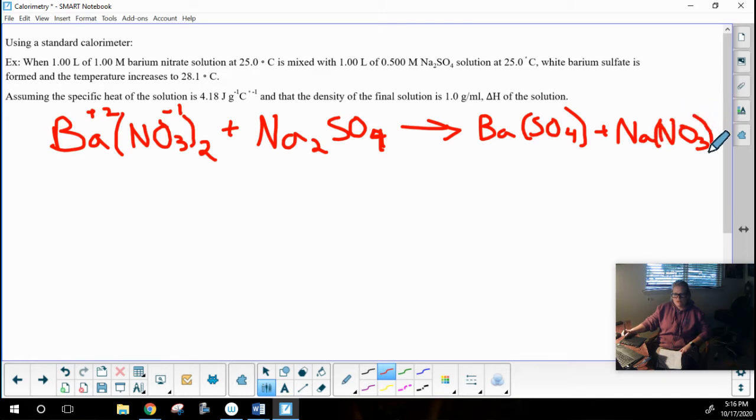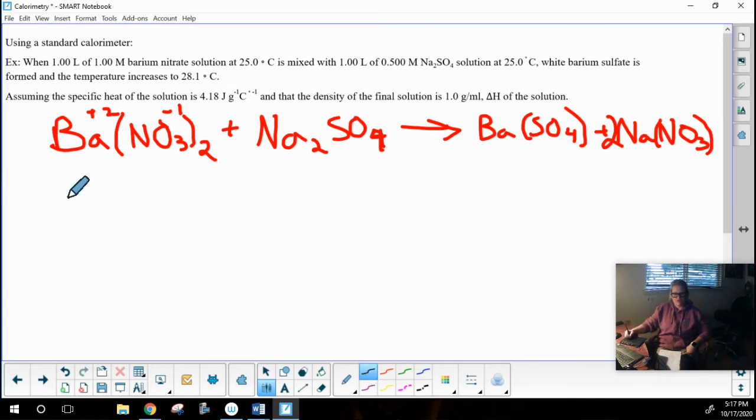So now I'm going to go back and balance. I need two NO3s. So I'm going to throw a 2 in front here. And that coincidentally balances out my sodiums. So step 1, balance the chemical equation. Step 2, we're going to do some solution stoichiometry.